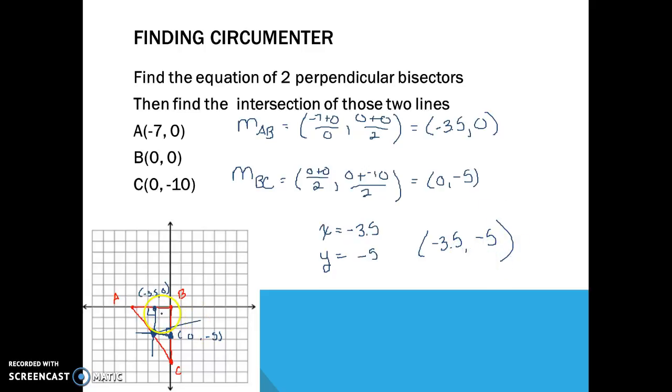Because that's where the perpendicular bisectors, which are bisectors because we found the midpoints, intersect, that is the circumcenter.